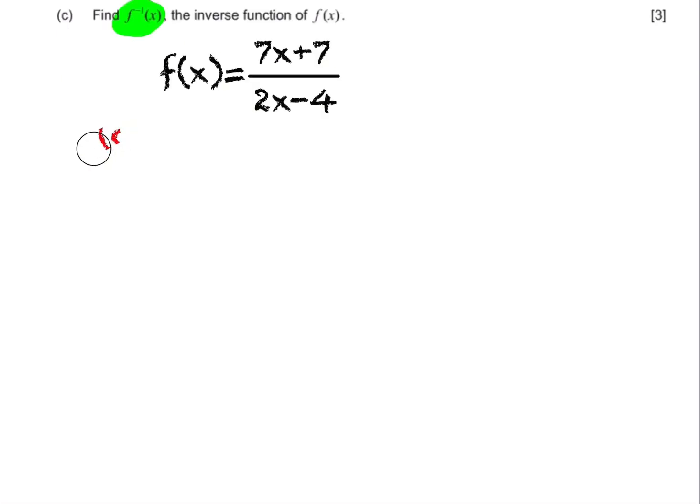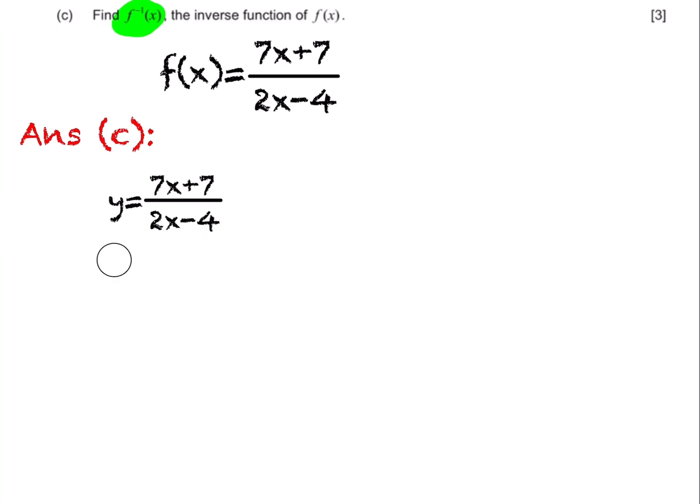The last part of the question asks us to find the inverse of the rational function. To get full marks, it's important to show each step clearly. First, we replace f(x) with y. Then, we swap x and y to make it easier to follow the steps. This step is important, as it's worth 1 mark according to the mark scheme for the method.